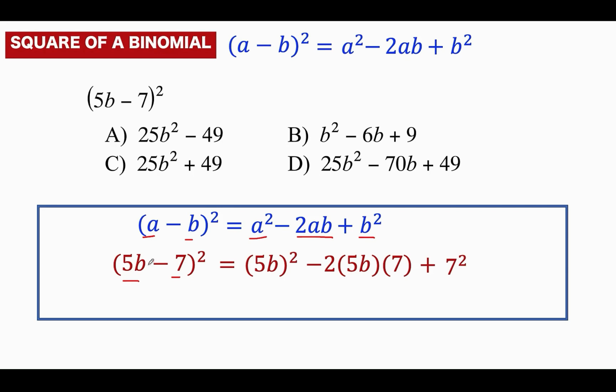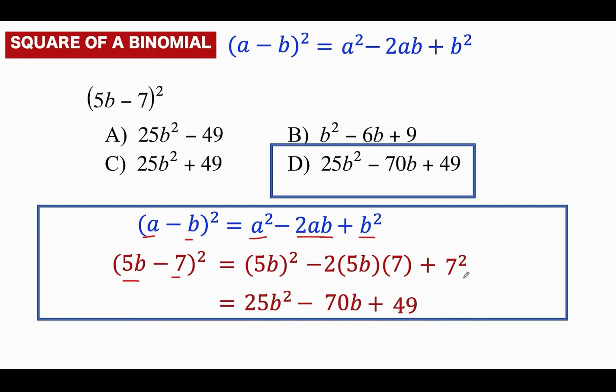So you think of your A as 5B. You think of your B as positive 7. Just put the sign here. So for 2AB, it's 2 times 5B times 7. For B squared, it's 7 squared. Then all the rest is just simplification. And so our final answer would be 25B squared minus 70B plus 49, which is letter D.